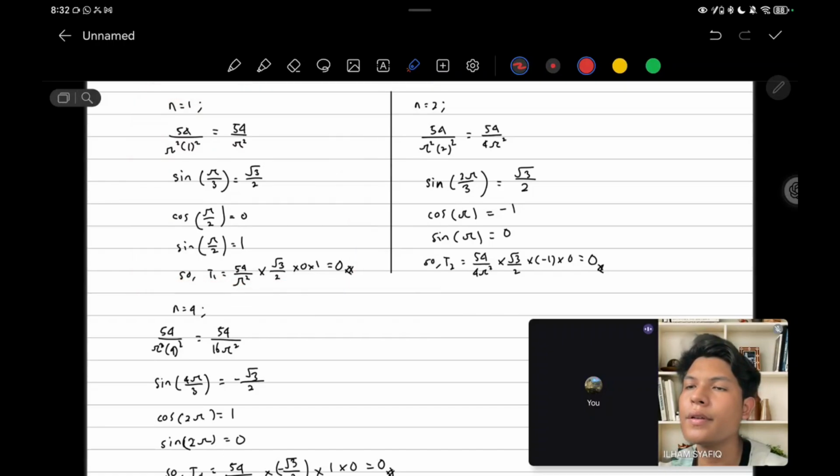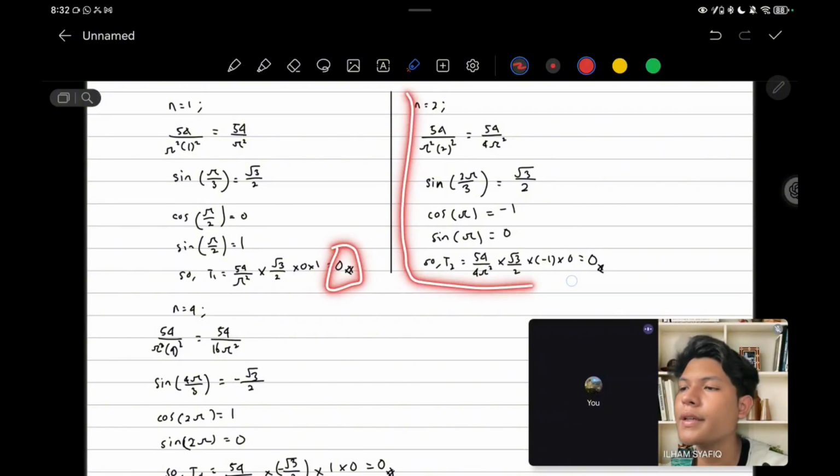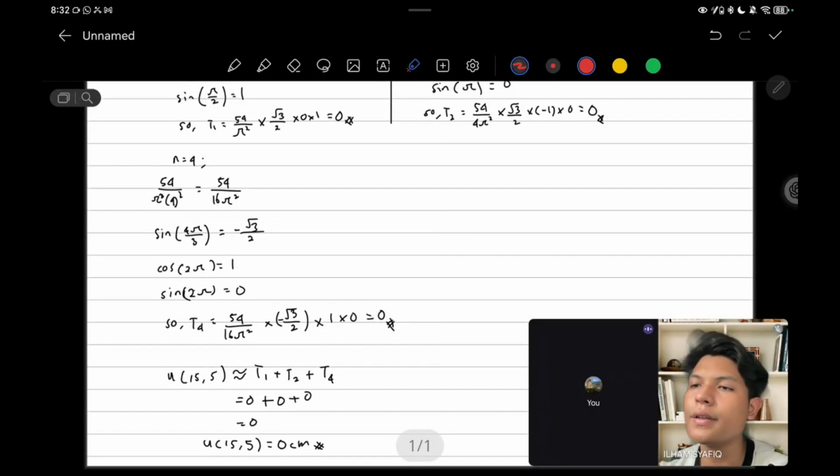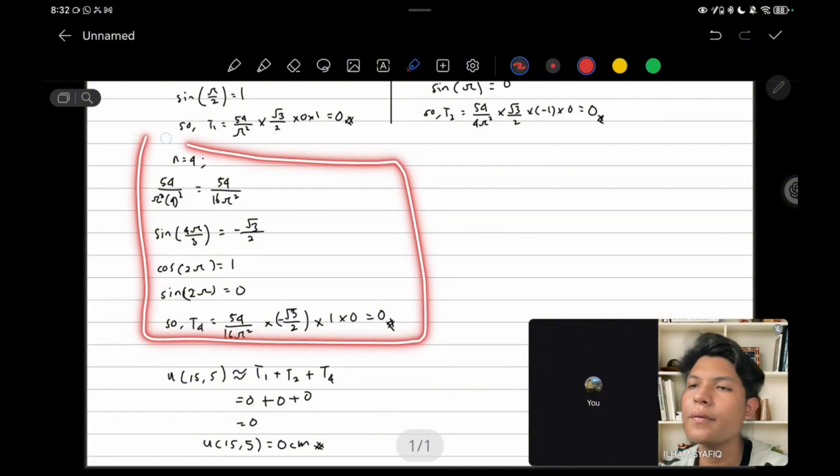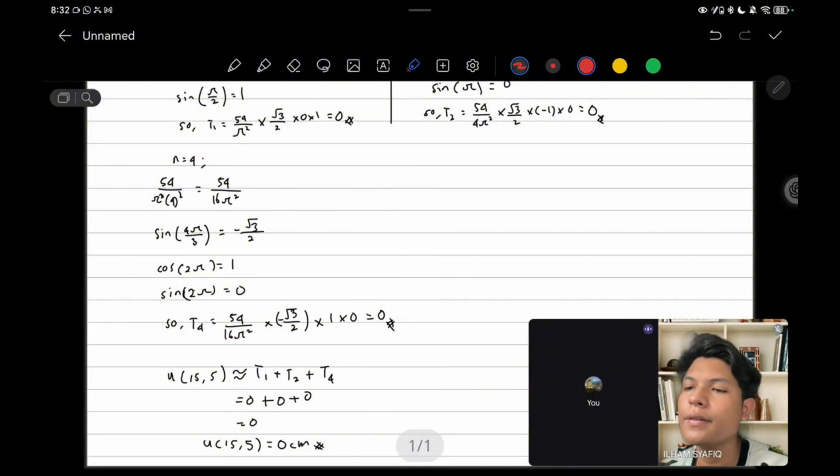The first n value gives 0. For the second n value, we also get 0. Then for the third, we skip n equals 3 because it is 0. So we take n equals 4 for the third term, and we also get 0. After that, we add all the terms, and then we get the final answer.